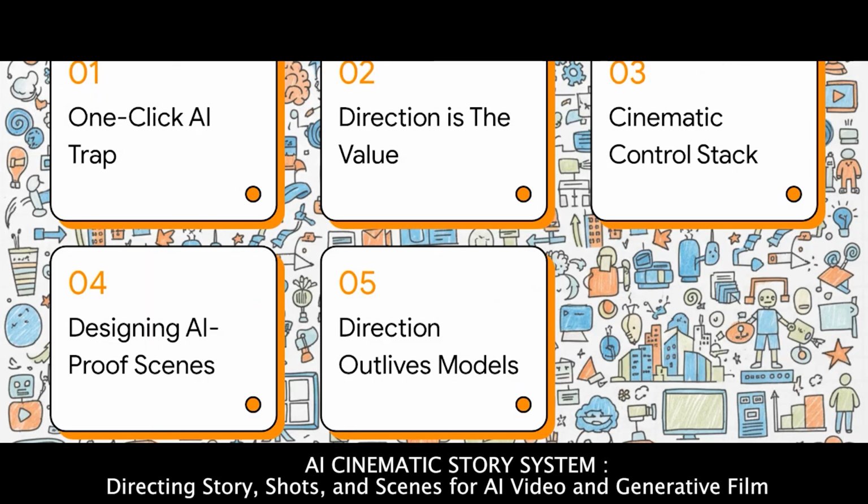All right, so here's the game plan. First, we're going to expose what I call the one-click AI trap. Then we'll talk about why your direction is the single most valuable asset you have. From there, we'll dive into a really powerful framework called the Cinematic Control Stack. We'll get super practical with how to design AI-proof scenes. And finally, we'll see why this whole approach is a skill that's going to be valuable forever, no matter what new AI model drops next week.